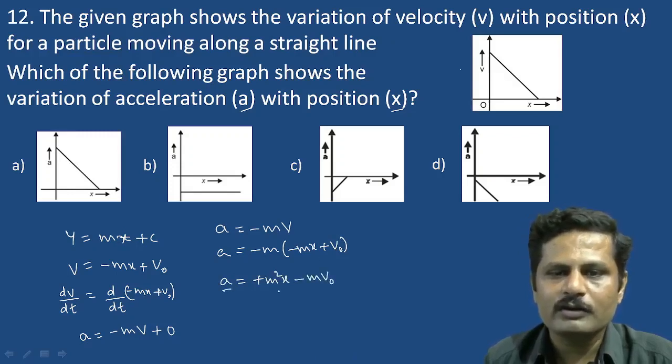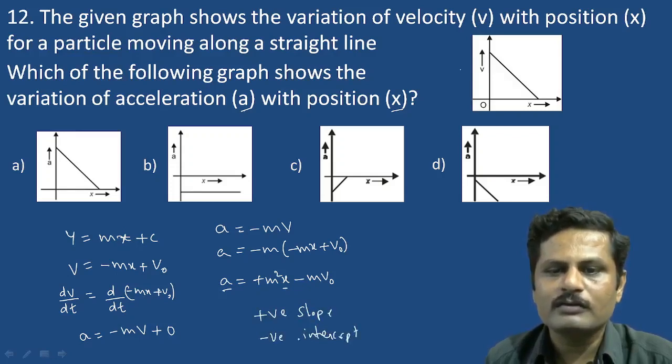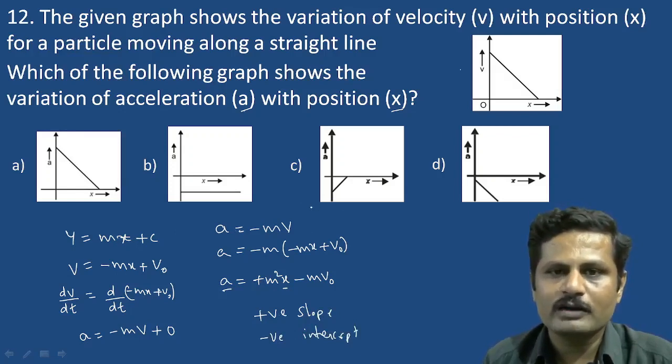Now by looking at this equation, we can select the graph which has positive slope and negative intercept. This equation gives us a positive slope and a negative intercept. So among these four graphs, we need to find which has positive slope and negative intercept. Keep in mind that the straight line inclined to the x-axis has positive slope, and the straight line inclined to the y-axis has negative slope.